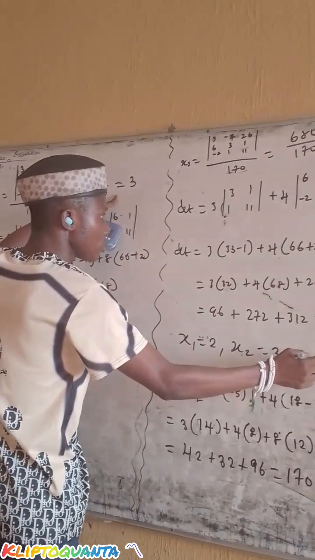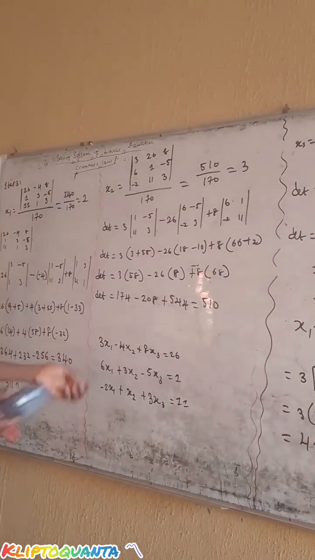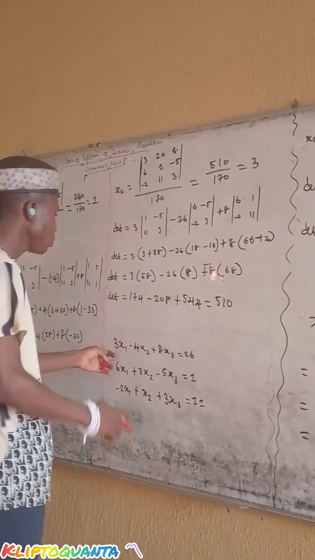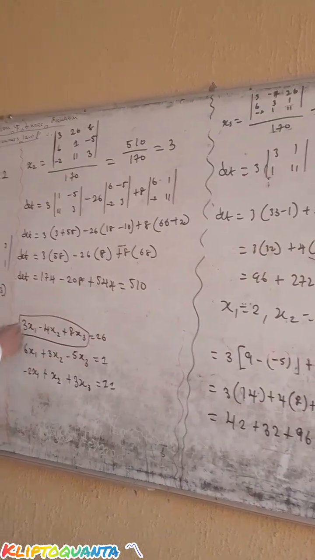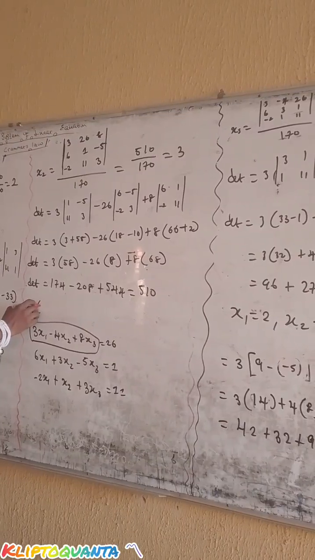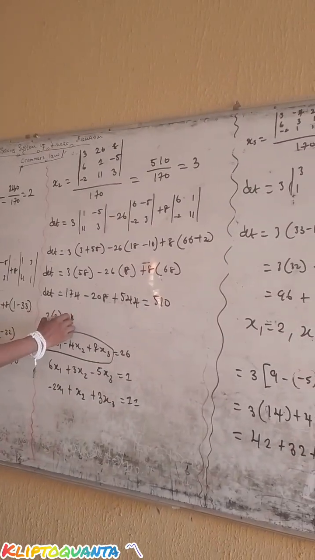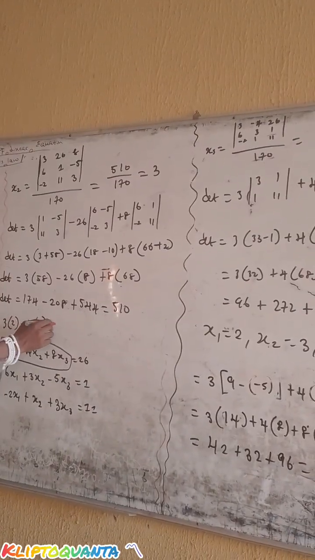So you can cross-check your answers. Why I love some of those equations is that you can easily cross-check your answer to see if you are wrong or correct. Let's use this equation to cross-check our answer to see if it results to 26. Now that will be 3 into bracket, what's our x1? Our x1 is 2, right? Then minus 4 into bracket, what's our x2? Our x2 is 3. Then plus 8 into bracket, what's our x3? Our x3 is 4.